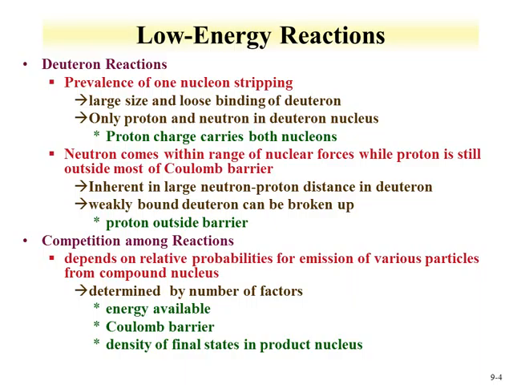This weakly bound nucleus, H-2, can be broken up. The proton remains outside the barrier. So it's a way of having neutron reactions that can exploit the charge of the proton, so you can fundamentally have these neutron-based reactions in an accelerator. Now, there are a number of competitions amongst reactions, and they're going to really depend upon the probabilities for emission of the various particles from the compound nucleus. These probabilities are going to be based upon the energy available, the Coulomb barrier, and the final states of the product nucleus.